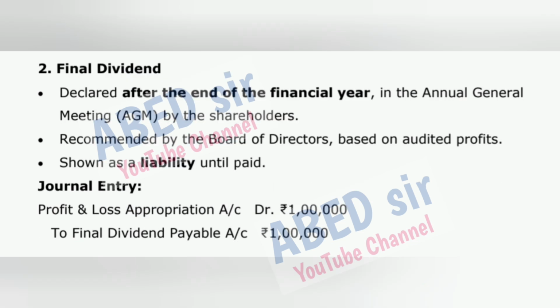2. Final dividend, declared after the end of the financial year in the annual general meeting, AGM, by the shareholders. Recommended by the Board of Directors based on audited profits. Shown as a liability until paid. Journal entry: profit and loss appropriation A/c Dr. 1 lakh rupees, to final dividend payable A/c 1 lakh rupees.